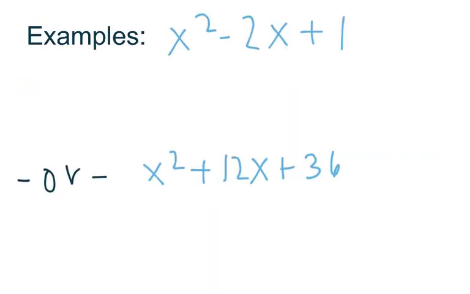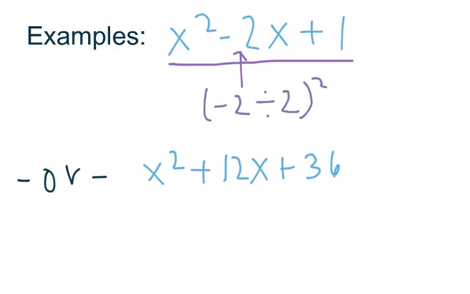Okay, so when we look at our examples here, we can see that they're of the form ax squared minus bx plus c. And when I take my b value, which is negative 2, and divide it by 2 and square it, just like it said on the last page, we get negative 2 divided by 2 is negative 1, and negative 1 squared equals 1, which is our c. So the qualifications check out.